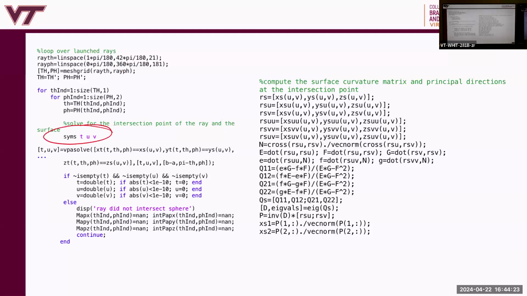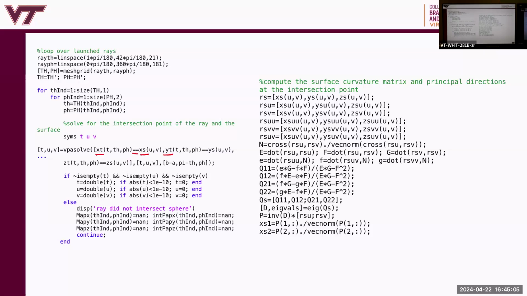For T, U, and V, we use vpasolve, which means variable precision arithmetic solve. It's a numerical solve using Newton-Raphson root finding, basically. It's a MATLAB function, yes, vpasolve. And what you send to that is the vector. So here's a bracket, and there are 3 equations in this bracket. X of the ray is equal to X of the surface.